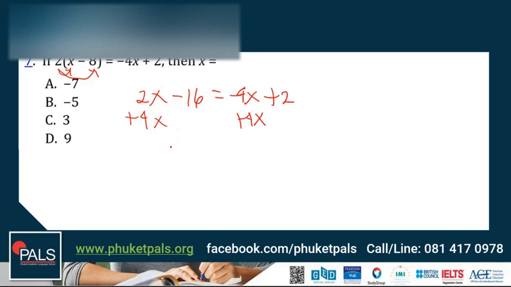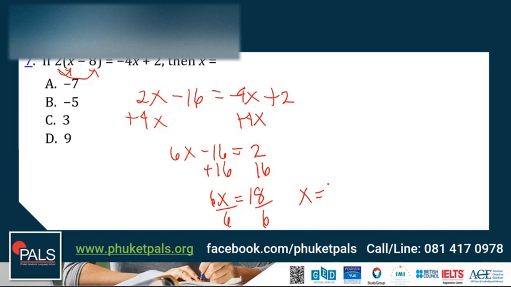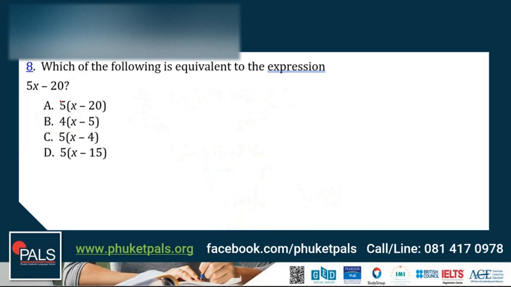So we've got 6x minus 16 equals 2. And then adding 16 on both sides, we've got 6x equals 18. Dividing by 6 on both sides, x equals 3. Letter C. Number 8. Which of the following is equivalent to the expression 5x minus 20?